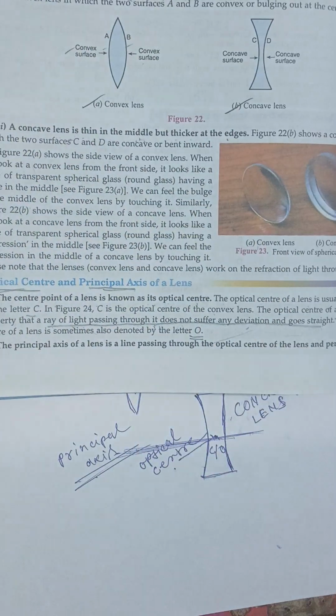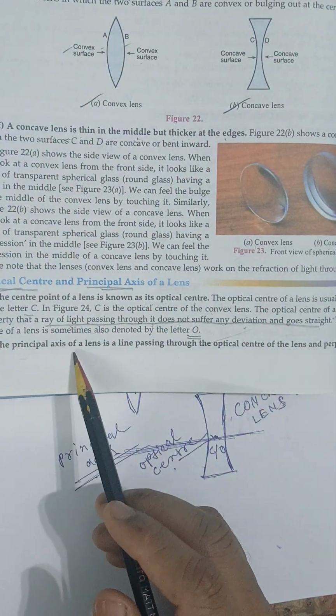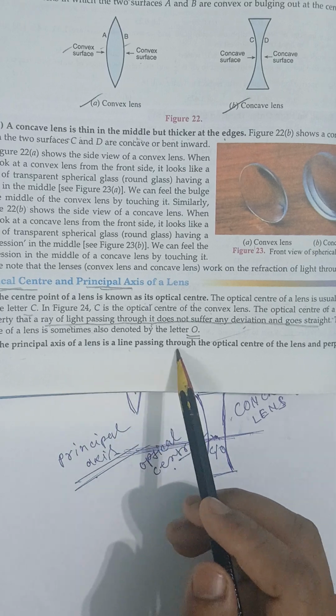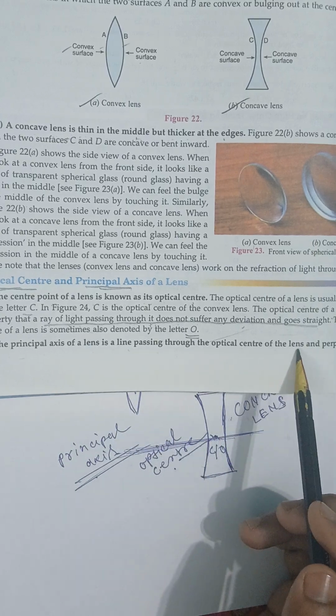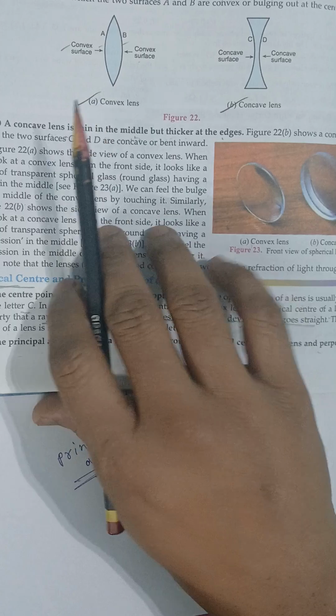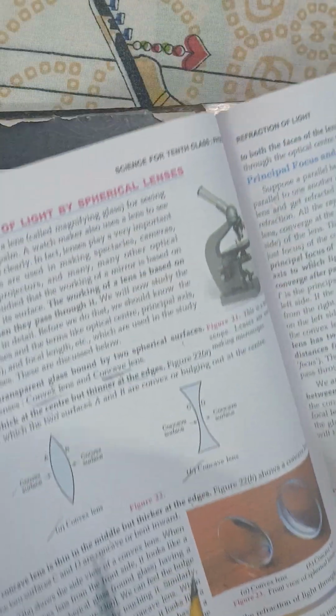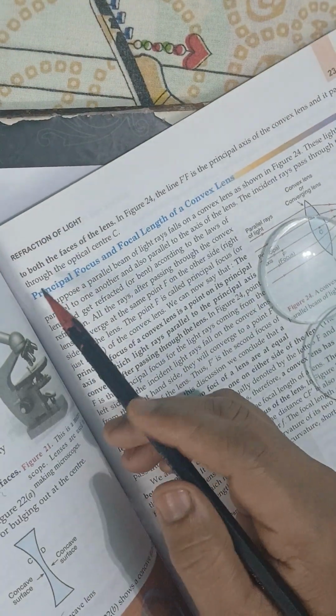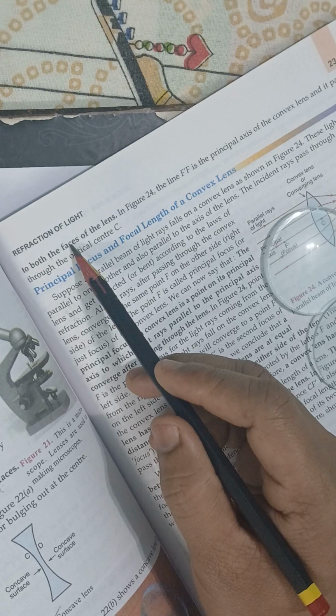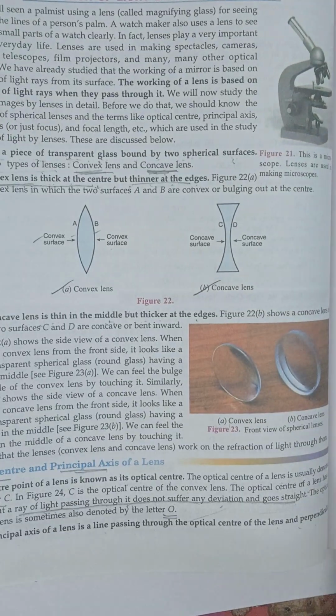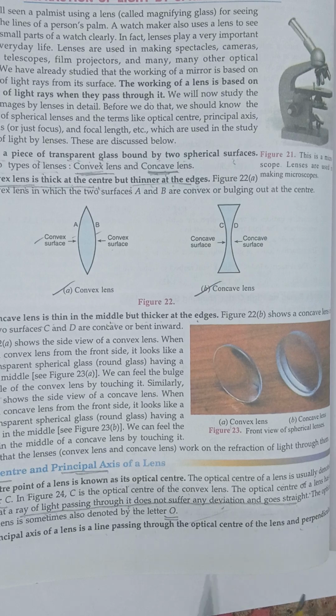So we can see the definition of what is written here. The principal axis of a lens is a line passing through the optical center of the lens and perpendicular to both the faces of the lens. Okay, so this is called what? This is the principal axis.